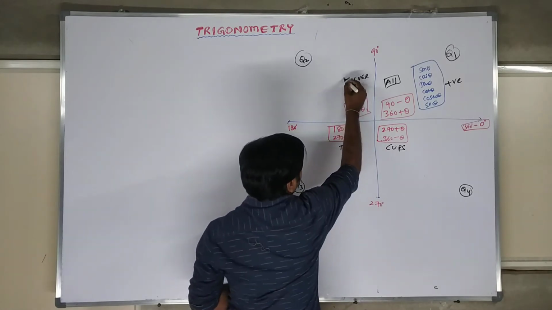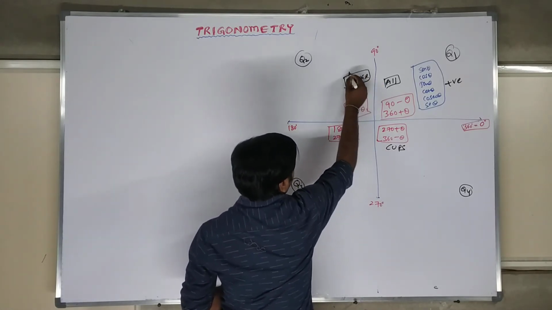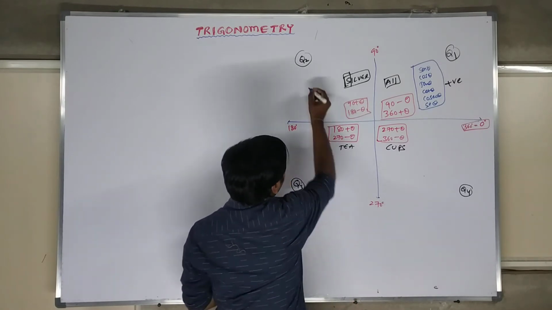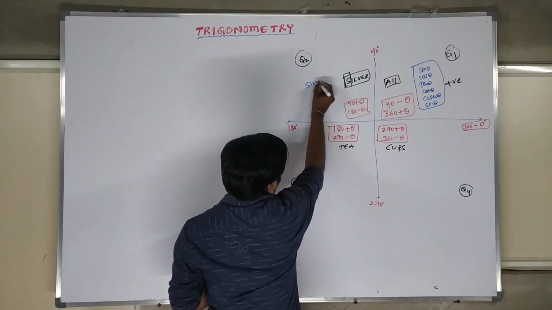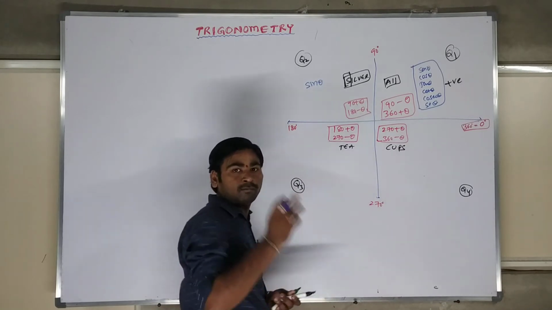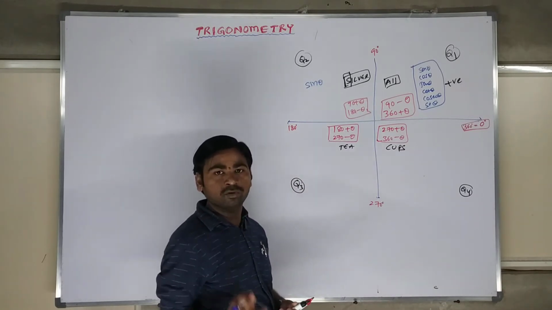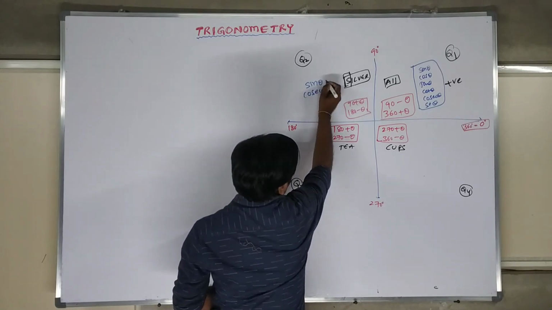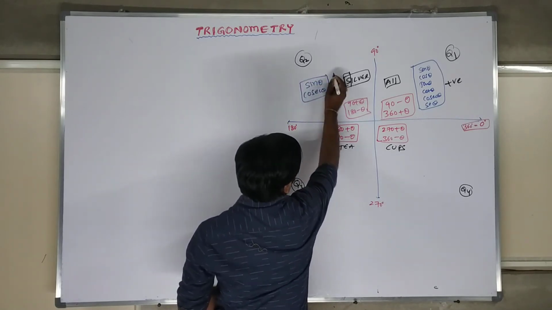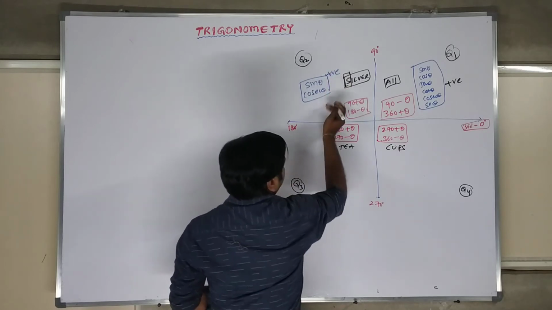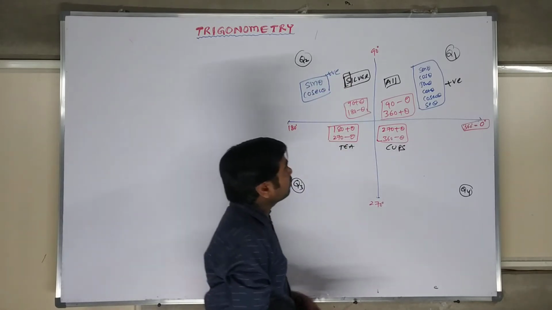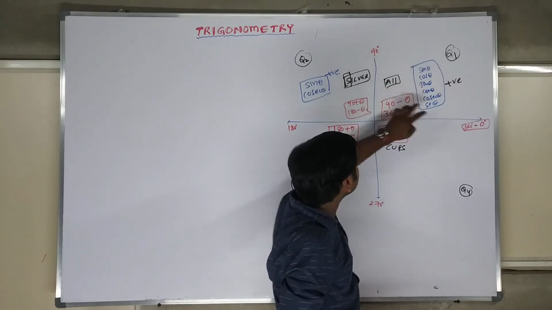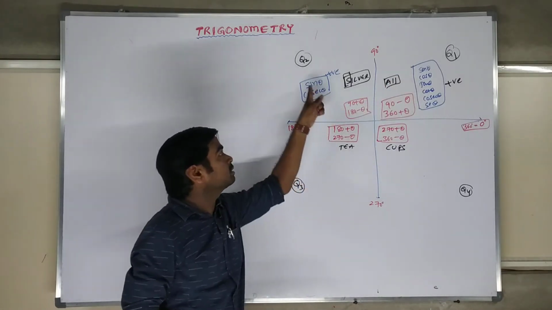Next, Silver: S stands for sine. In this quadrant, sin theta is positive, and its reciprocal 1 by sin theta, cosecant theta. Only sin theta and cosecant theta are positive. The rest are negative: cos theta, tan theta, cot theta and secant theta. The remaining four are negative in this quadrant.